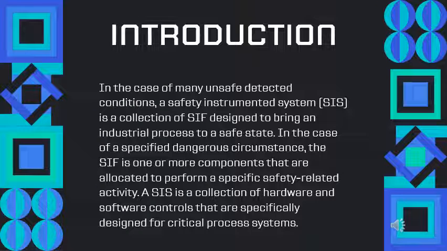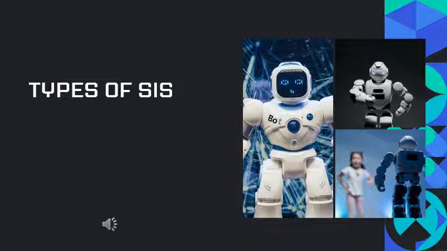So, for the introduction of this SIS, in the case of many unsafe detected conditions, a safety instrumented system, SIS, is a collection of SIF designed to bring an industrial process to a safe state. In the case of specified dangerous circumstances, the SIF is one or more components that are allocated to perform a specific safety-related activity. A SIS is a collection of hardware and software controls that are specifically designed for critical process systems. Now, moving on to the types of SIS.